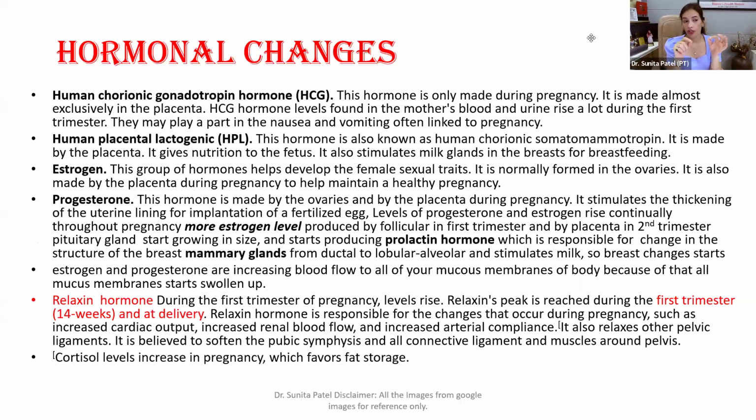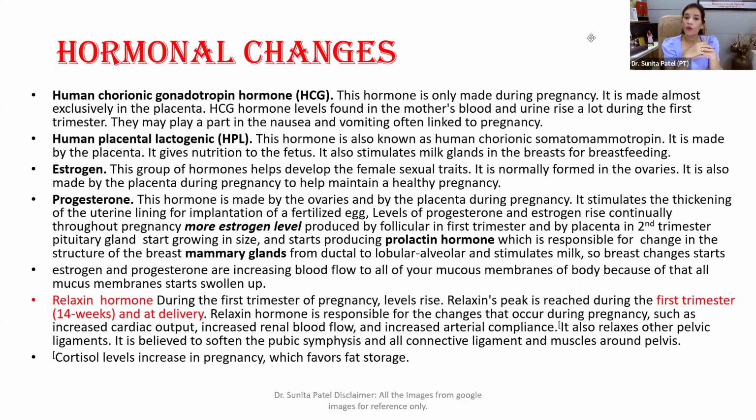We also call it human chorionic gonadotropin hormone. That hormone is only present during the pregnancy time period. It is made mostly by the placenta. If the placenta is there, this hormone will come. If the placenta is not there, this hormone will not.